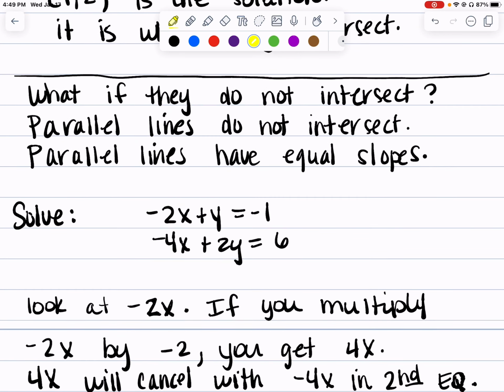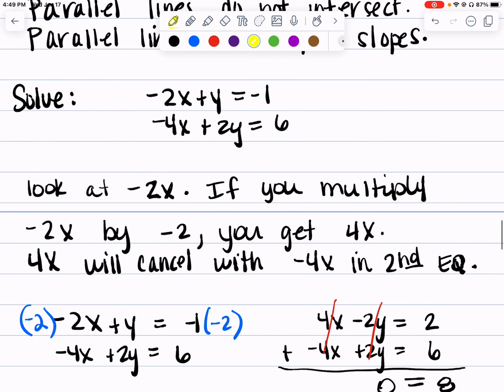What if they do not intersect? Parallel lines do not intersect. Parallel lines have equal slopes. Okay, so let's solve negative 2x plus y equals negative 1, negative 4x plus 2y equals 6. Look at negative 2x. If you multiply negative 2x by negative 2, you will get 4x in the first equation. And 4x will cancel with negative 4x in the second equation.